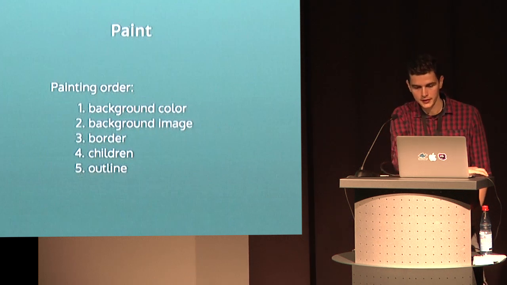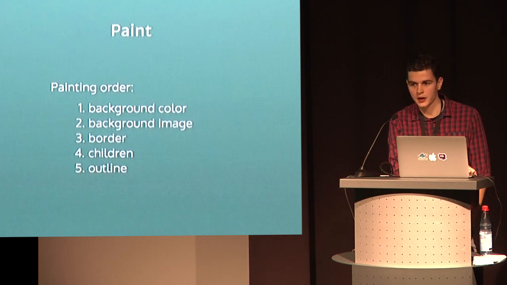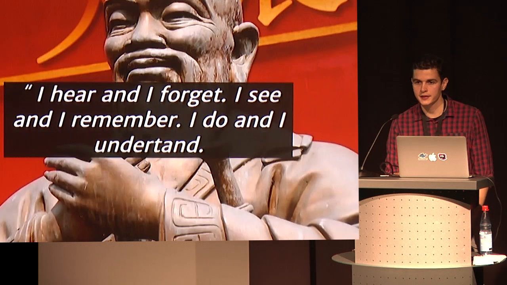The painting order is usually background color, then background image, then border, then children, and finally outline. If you ever had a div which had background color and then background image, and let's say the background image was particularly big, you might have seen that the first thing is going to be the background color, and afterwards you're going to get your image.